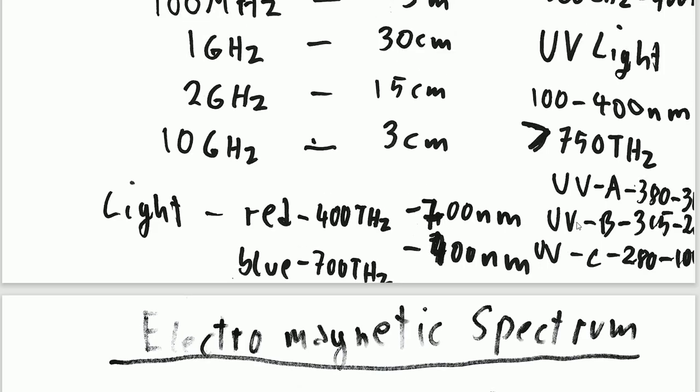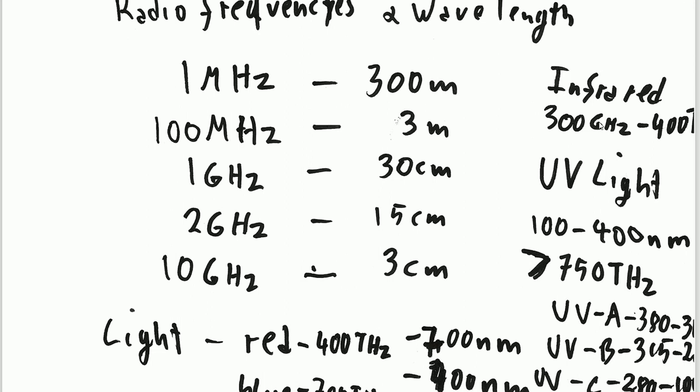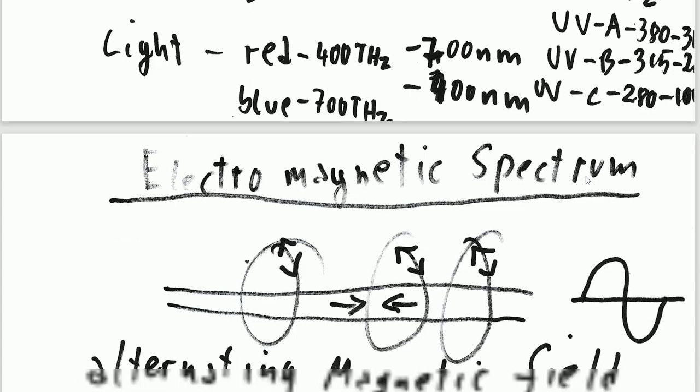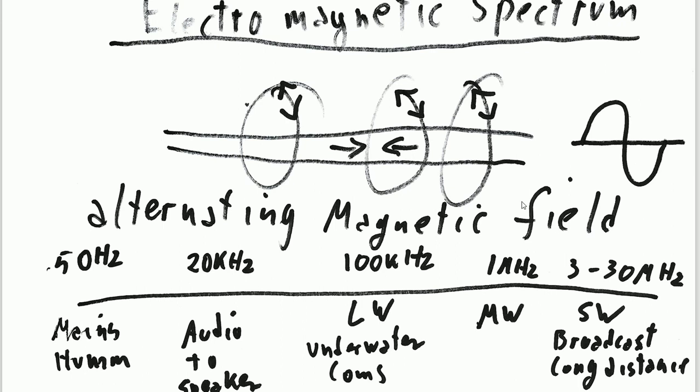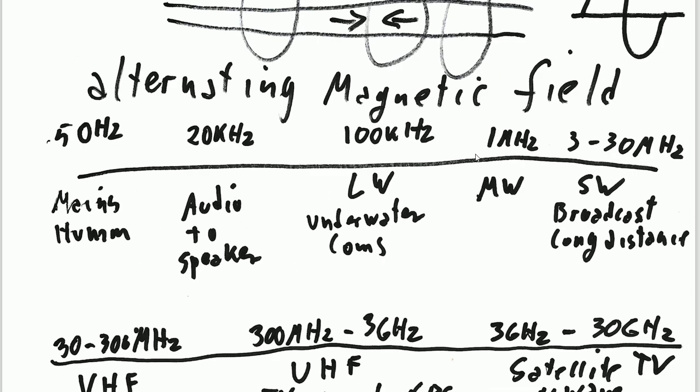But you can see that all this stuff is kind of interlinked. So we are looking at light as well. Between infrared light and UV light, we've got normal light, and we're going to look at this in a minute in a bit more detail. Okay, let's move on.